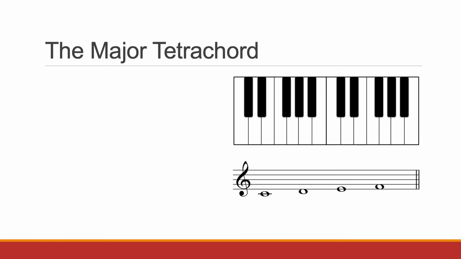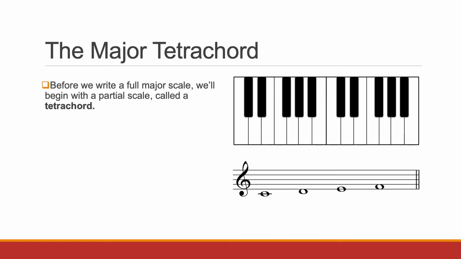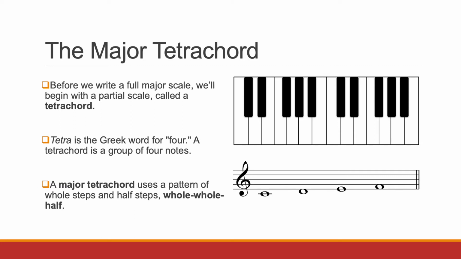The major tetrachord. Before we write a full major scale, we'll begin with a partial scale called a tetrachord. Tetra is the Greek word for 4. A tetrachord is a group of 4 notes. A major tetrachord uses a pattern of whole steps and half steps. Whole, whole, half, which looks like this. Whole, whole, half.